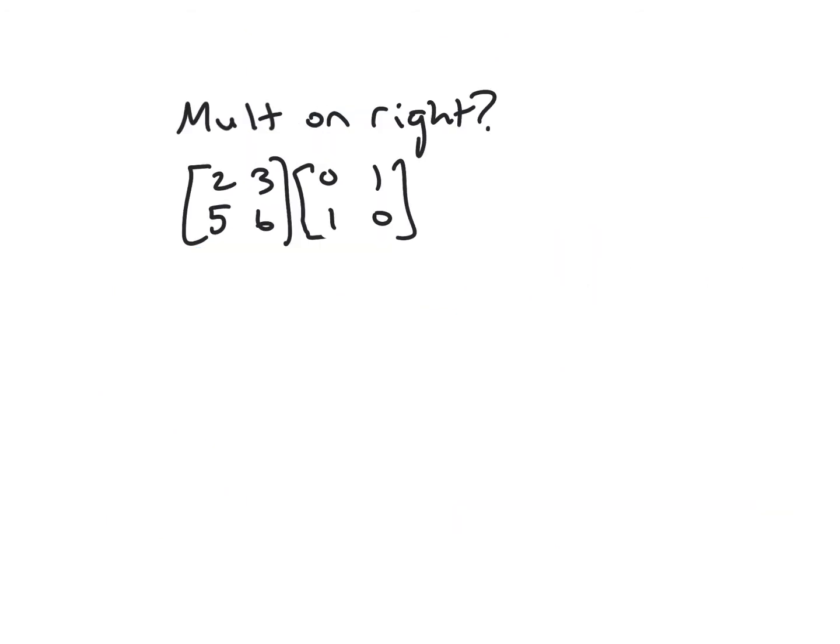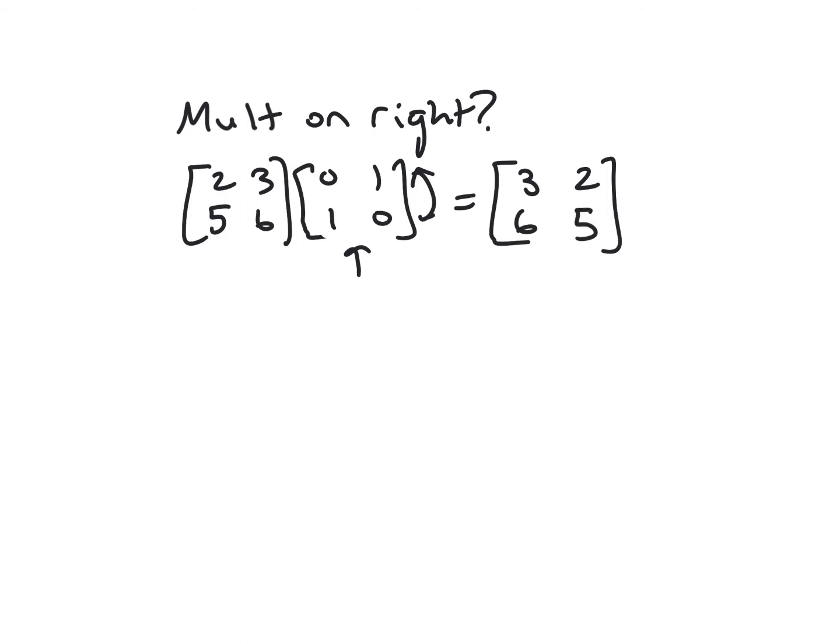So a very natural question would be, what happens if I multiply on the right? So this is obviously an elementary matrix, right? I have switched my first and second rows of the identity. But what happens when I multiply here? So I do 2 times 0 plus 3, so this is 3. And then this is 2, okay? 5 times 0 plus 6, and then 5.